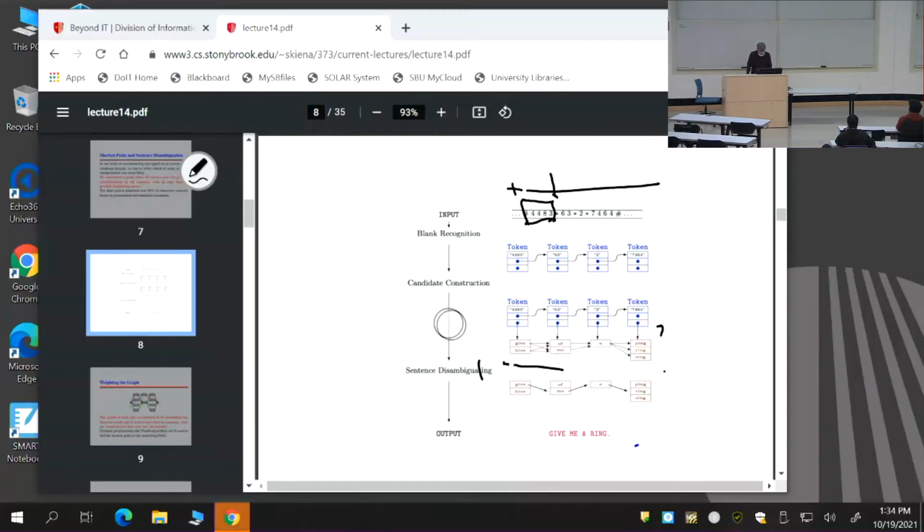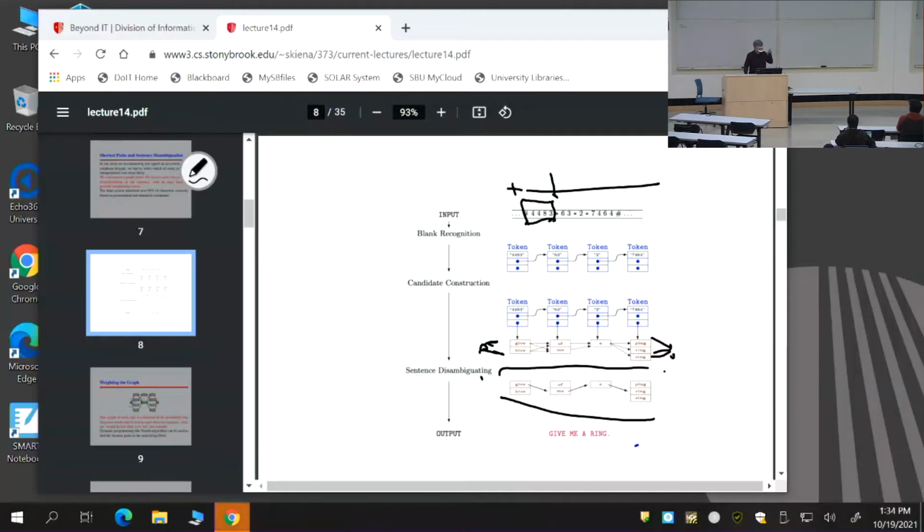And if so, what are we going to do? Then I claim we've got a graph that, by putting a source and a sink vertex, we've got a directed graph. In fact, it's a DAG because all the edges go from left to right. It's a weighted graph. And my claim is that the most likely interpretation of this is going to be the lowest cost path, the shortest path, which would mean give me a ring.